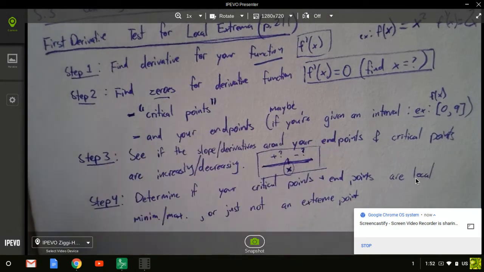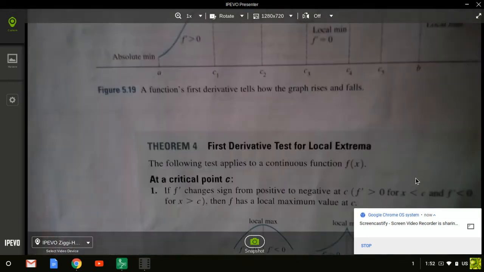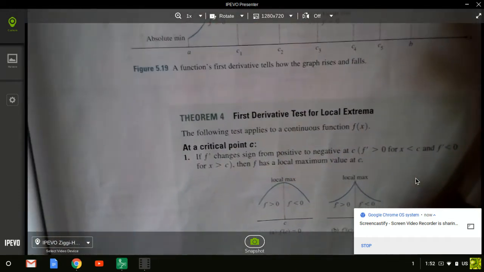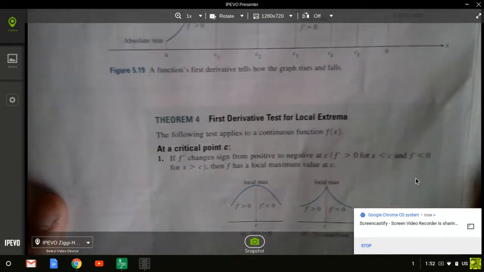Okay, so we're done with the steps. This is what I mean. Let me see if I can back this up. Here's one scenario. This is actually in your book on page 211. You can actually look at it yourself.